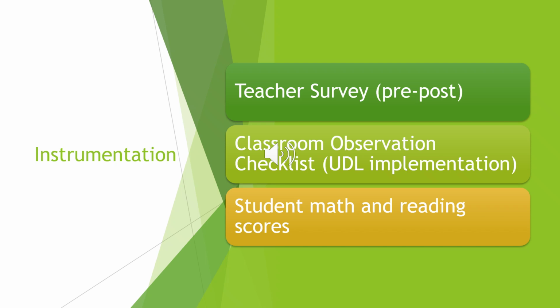So now let's talk about the instrumentation. We will conduct a teacher survey. We will do this before the professional development and then after. The survey will gauge how teachers feel about inclusion. And then once we have introduced the teachers to the UDL practices, the Universal Design for Learning practices, and we teach them through the professional development, we will begin conducting classroom observations. We will use a checklist, which will be used to grade teachers on their UDL implementation. And then over the 6 to 8 weeks, we will collect students' grades, their math and reading scores, to see how the implementation is affecting the students' scores.